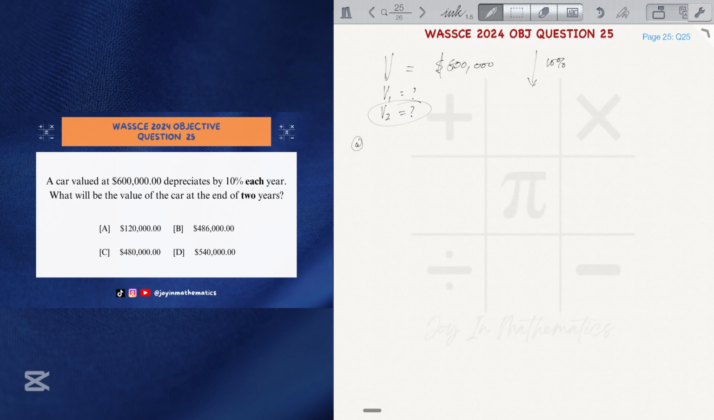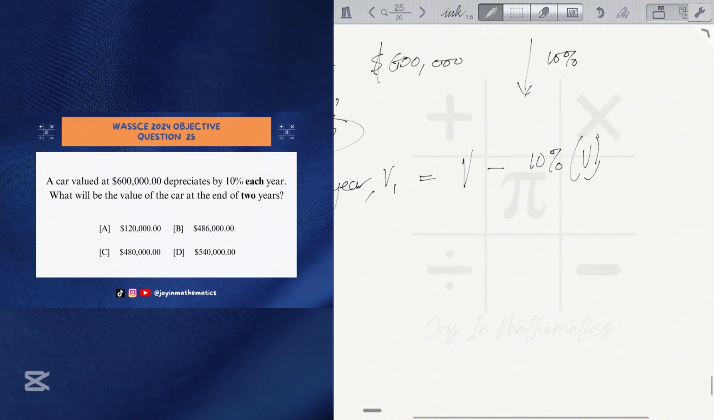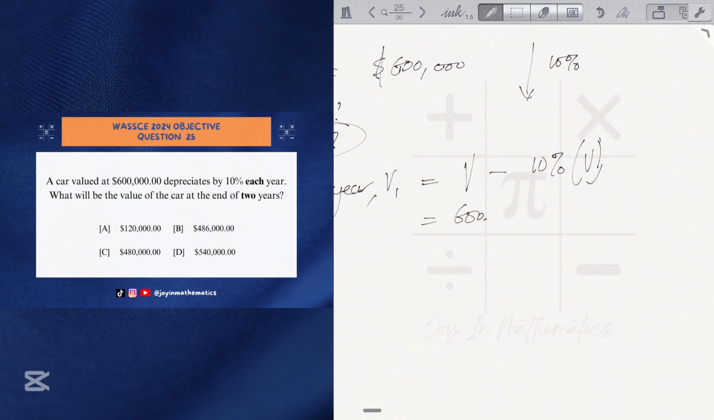So at the first year, let's call it V1. The value V1 will be equals to the initial value minus the 10% depreciation of the initial value. I think we did something related to this in question number 9, where we talked about population increase, but that showed a positive increase, so we used positive. But now we are dealing with depreciation, or negative. So applying this now, the V is 600,000, the 10% of V, 600,000.